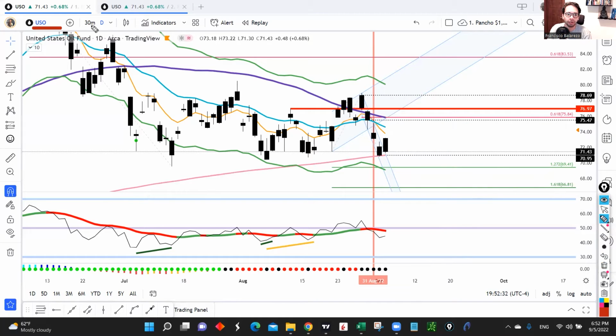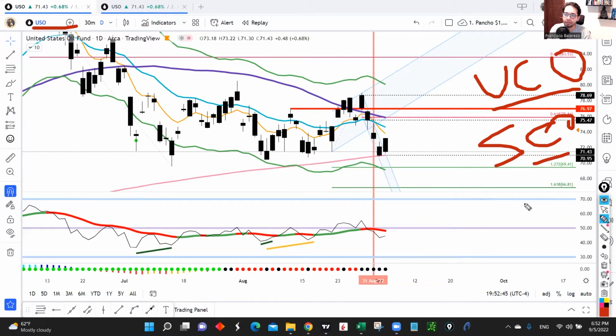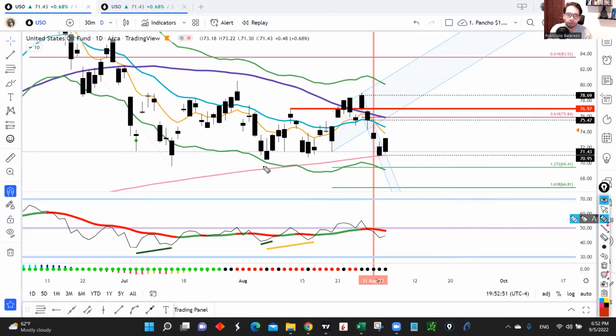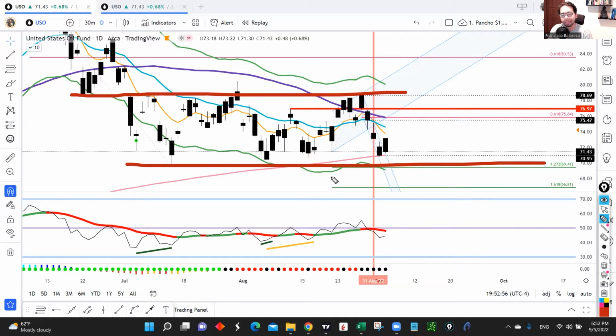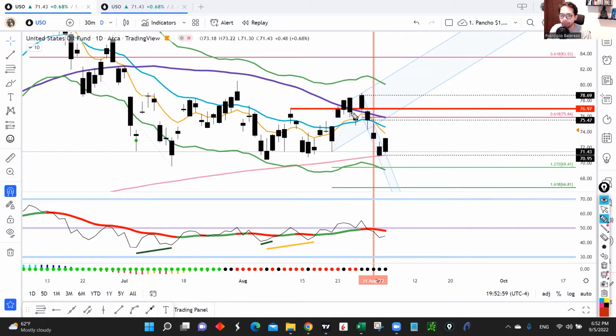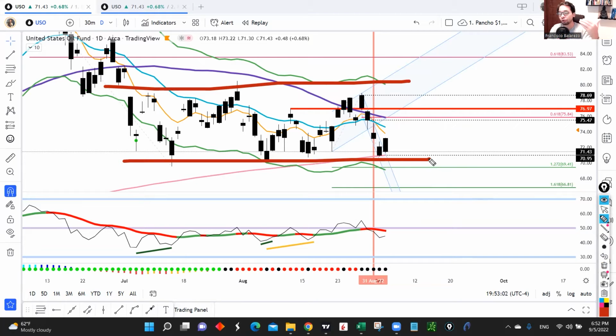So the first name on the list is USO. You can trade this one with UCO, the bull leverage ETF, or you can use SCO, the short leverage ETF for this instrument. Now, why USO? A lot of people are watching USO and it just looks like a bunch of chop. Yes, it does, but usually from these consolidations or distributions, we tend to see a really nice move, a really nice break when it happens. So I do want to keep this one on my watch list.